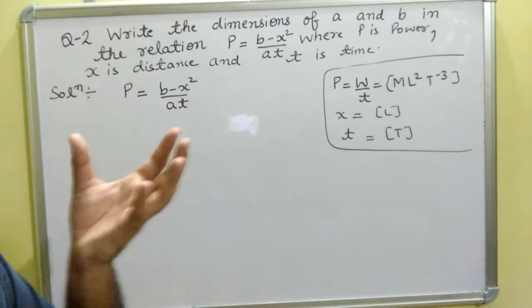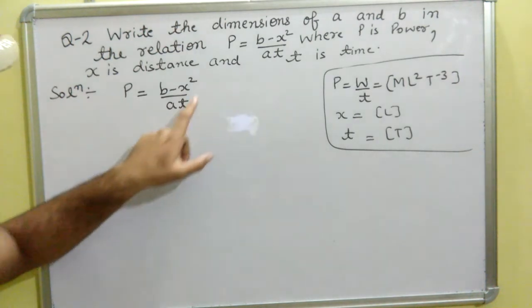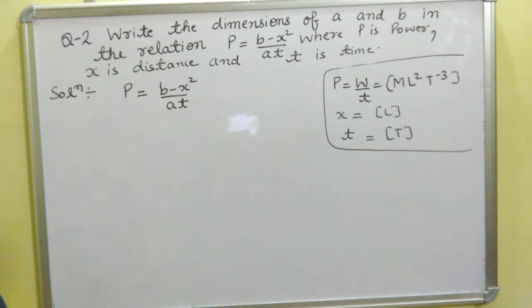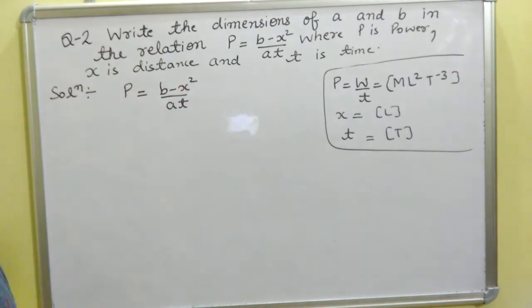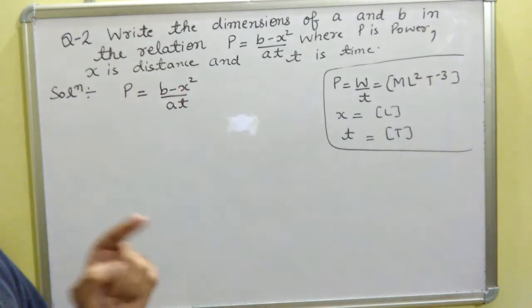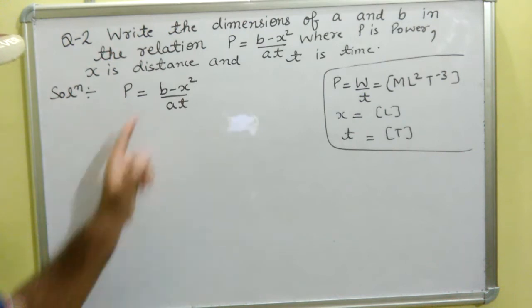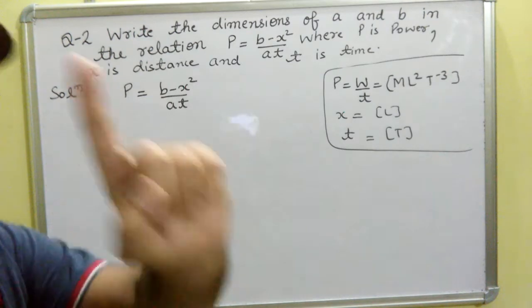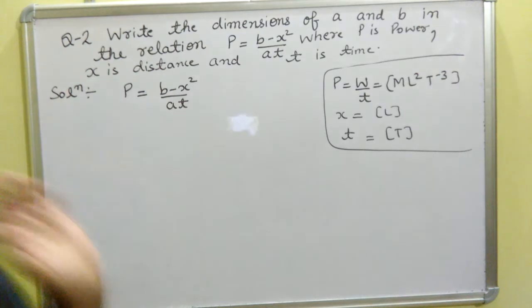Now principle of homogeneity, you know that only the same dimensions can be added or subtracted. Now here x is distance, so x squared will be L squared, and you have minus B with it. So B minus x squared means B should also be equal to the dimension of x squared, because only the same dimensions can be added or subtracted. That point you need to keep in mind in these types of questions. Whenever you get these types of questions, numerator and denominator, always go for the addition and subtraction part first. Solve that first, after that go for the other.